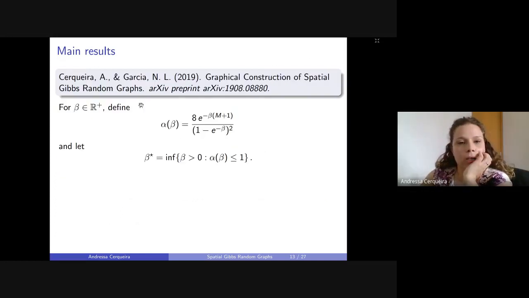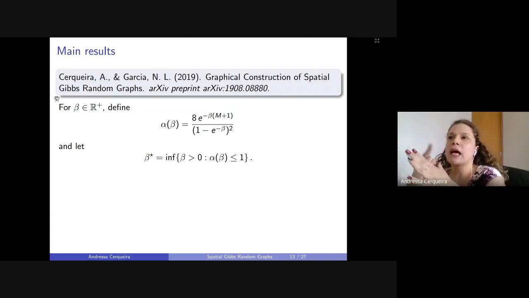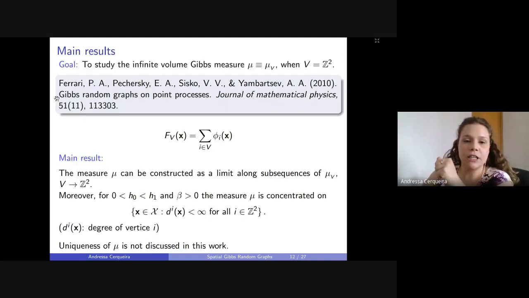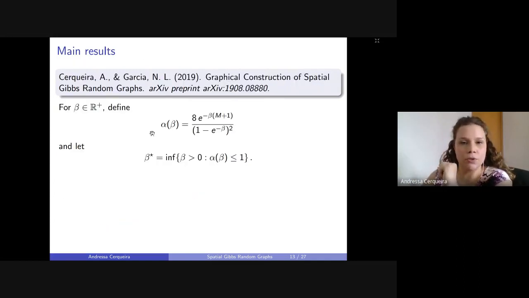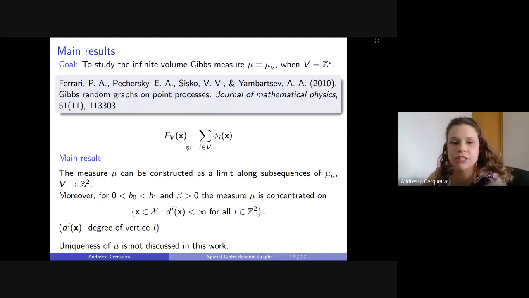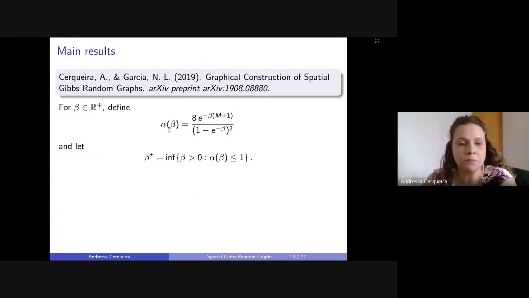Okay, and now what we did in this work is, using the same model, the spatial Gibbs graphs, but now instead of looking at this function here, we are going to look at any kind of function that satisfies conditions 1 and 2. So here it's more general. We define this function alpha of beta, that's a function of beta and of the lower bound that we have in the assumption. So here is the relation with the function f, because the lower bound of the difference of these functions appears here in this alpha of beta. Okay, we are going to define a beta star, that's the minimum value of beta such that this alpha of beta is smaller than 1.